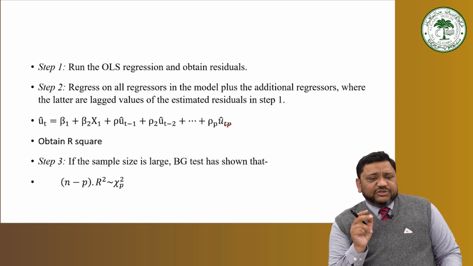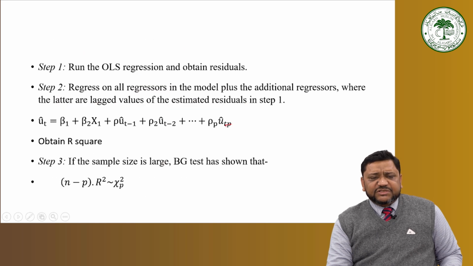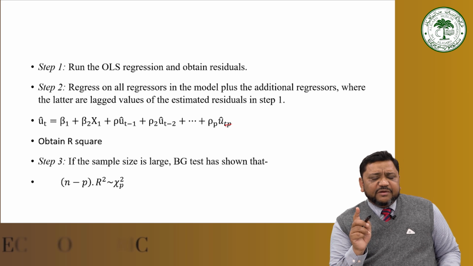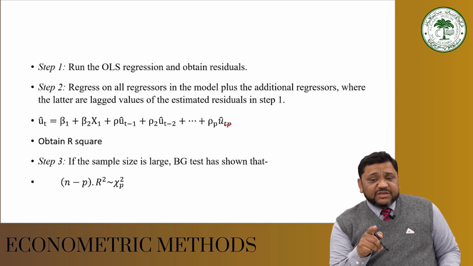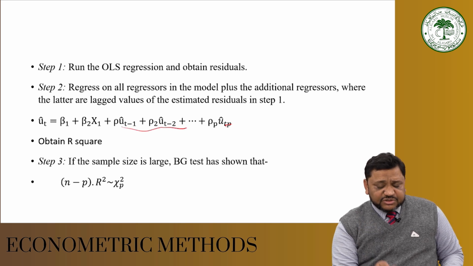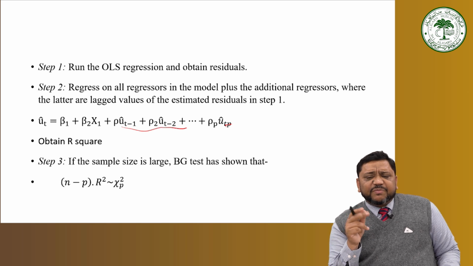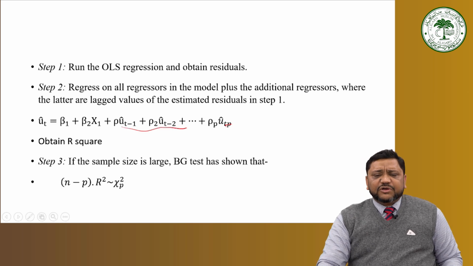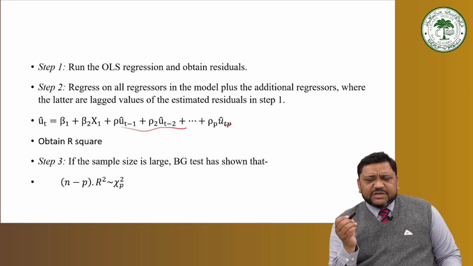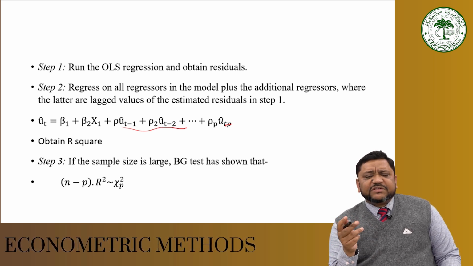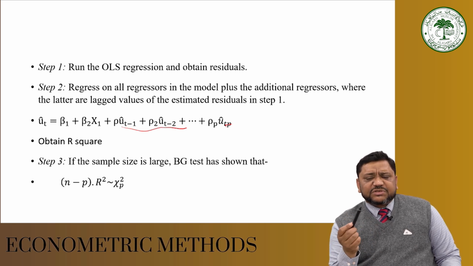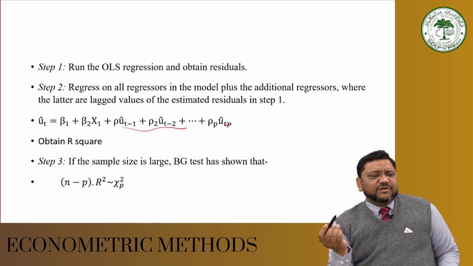Here, if the sample size is large, then this BG test shows that n minus p multiplied by R square can be approximated by a chi-square distribution, where p is the number of lagged residuals which we are including. Asymptotically, n minus p multiplied by R square, obtained from step 2, follows the chi-square distribution with p degrees of freedom. If in application the calculated value of n minus p multiplied by R square exceeds the critical value of the chi-square at the chosen level of significance, we can reject the null hypothesis, in which case at least one of the rho is significantly different from 0.